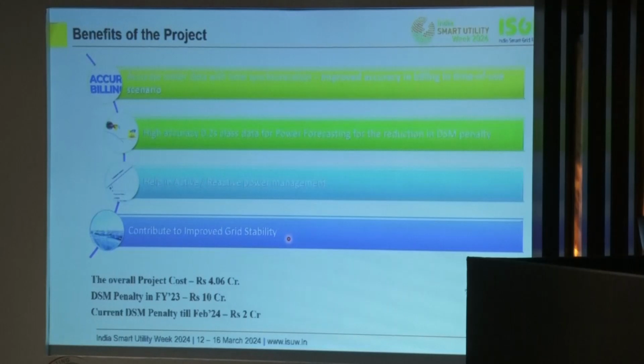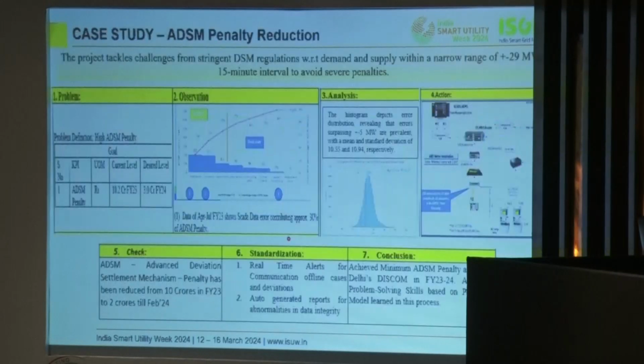So the overall project cost is 4.06 crores. DSM penalty in FY23 was 10 crores. And up till February, we were able to minimize it to 2 crores. And in FY24, we are targeting 2.16 crores to close this figure. Yes, so this is basically our case study.